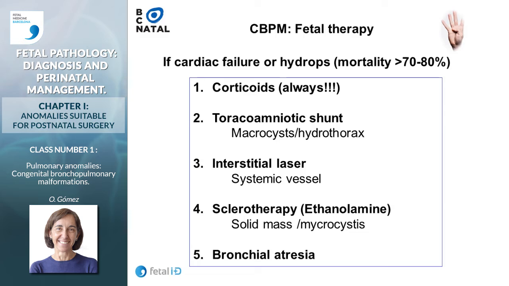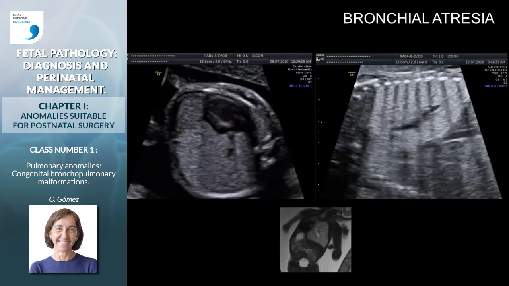Finally, we will talk about bronchial atresia, which may be associated with bronchopulmonary malformation and also constitutes one of the pathologies in which we should make the differential diagnosis. We're going to show a case.